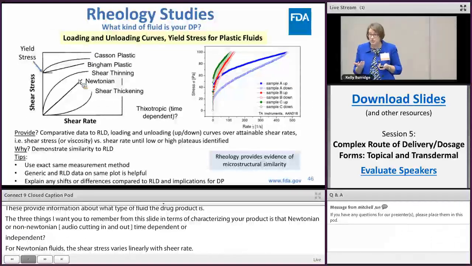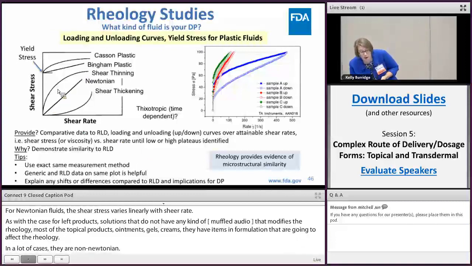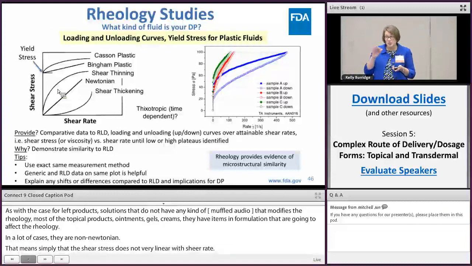However, most of the topical products, the ointments, the gels, the creams, have items in the formulation that are going to affect the rheology. In a lot of cases, those are non-Newtonian. What is meant by that is simply that the shear stress does not vary linearly with shear rate. Many topical products are shear thinning, so the viscosity, again, the viscosity is the slope of this curve, so the value that you're going to get depends on your shear rate.